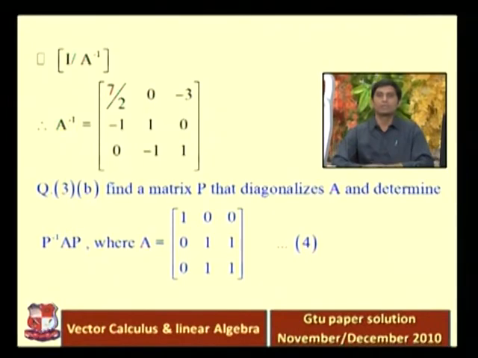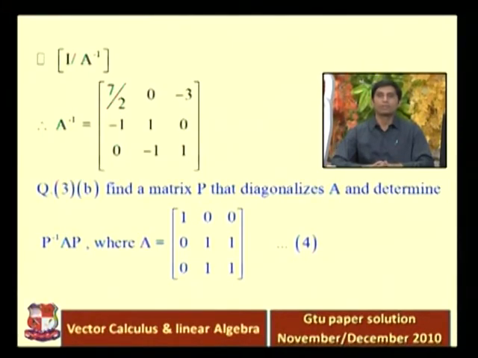Okay, so this question is complete now. Next question, 3b. Find the matrix P that diagonalizes A and determine P inverse AP, where A is equal to 1 0 0, 0 1 1, 0 1 1. This question carries 4 marks in this question paper.